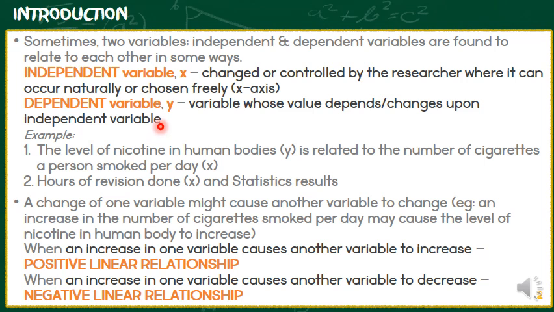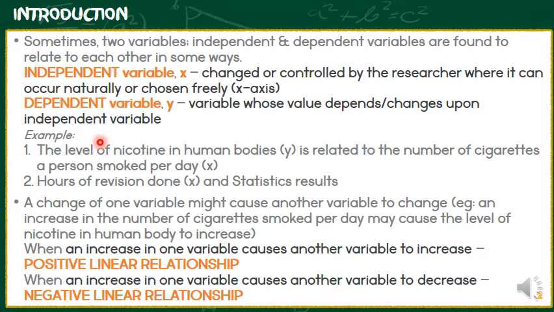So, saya ada bagi contoh dekat bawah ni. The level of nicotine in human body dengan number of cigarette smoke per day. So, awak ada 2 variable. Level of nicotine dengan number of cigarette smoke. So, yang mana satu X, yang mana satu Y? Level of nicotine depends on berapa banyak sigaret awak hisap ke, atau number of cigarette depends on the level of nicotine?